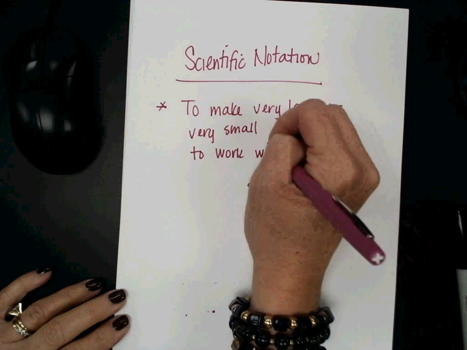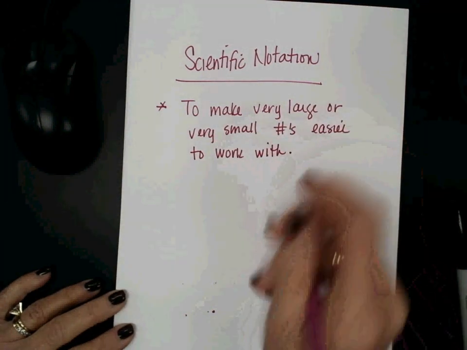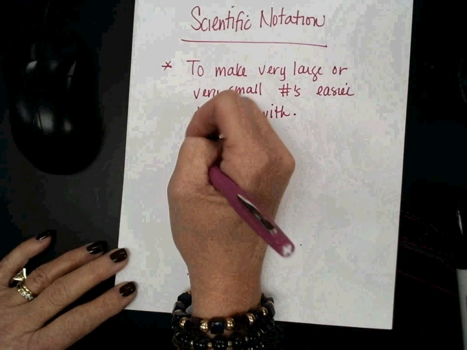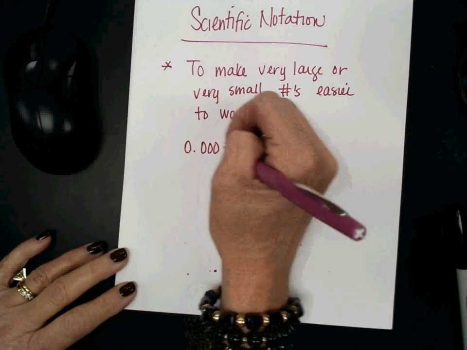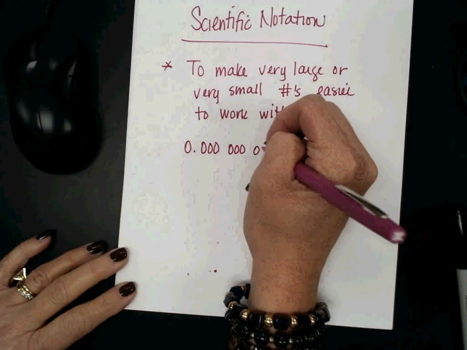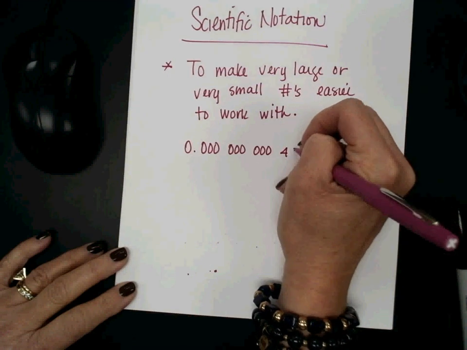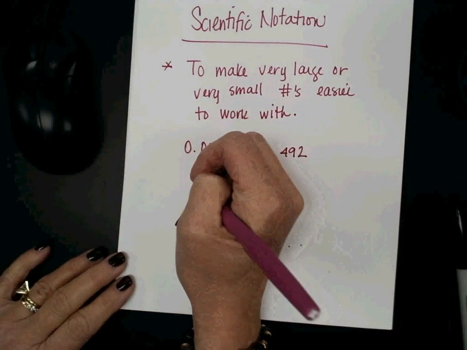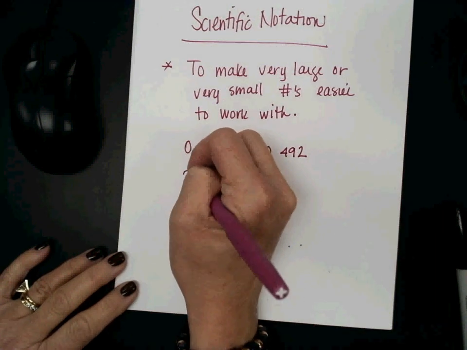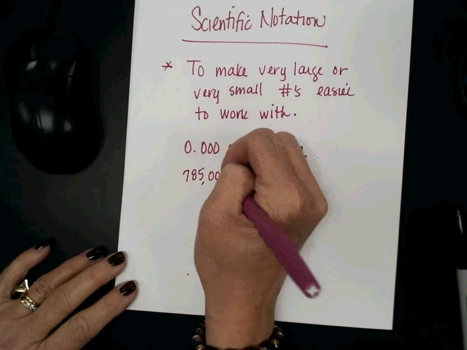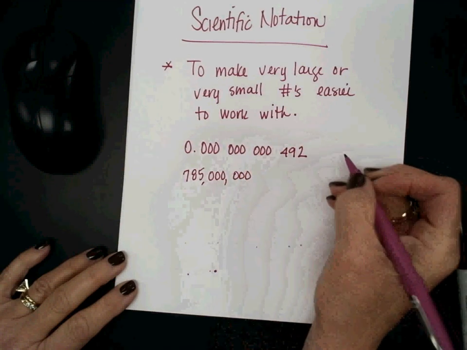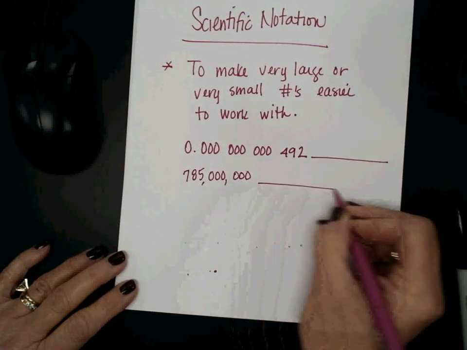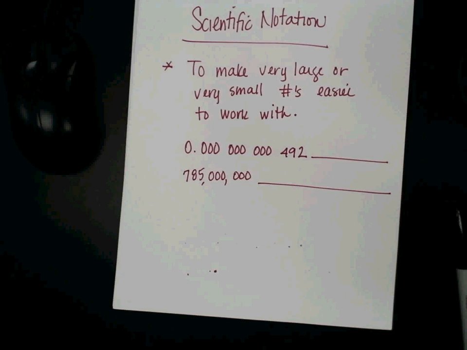So I'm going to give you two numbers. Let's see, 0.0. Okay, so I've given you two numbers, one very large, one very small. Put those in scientific notation for me. And when you have an answer for both of them, stand up.